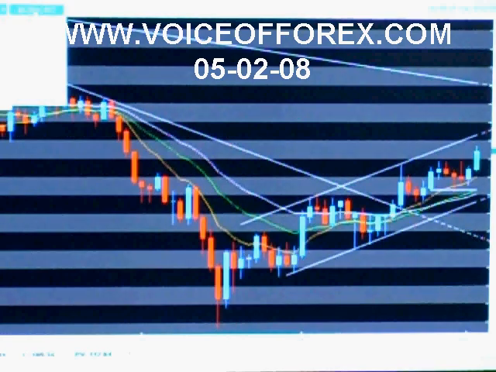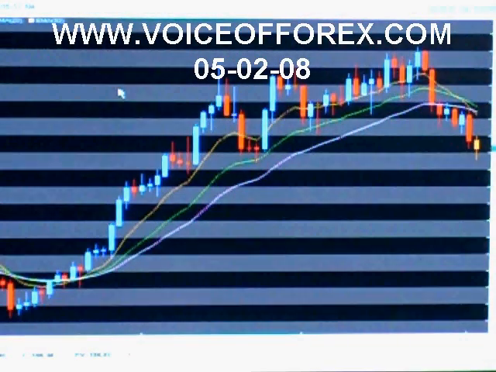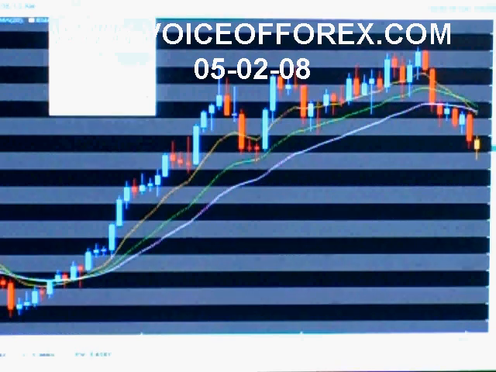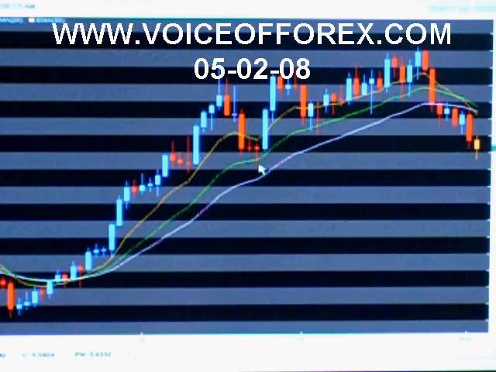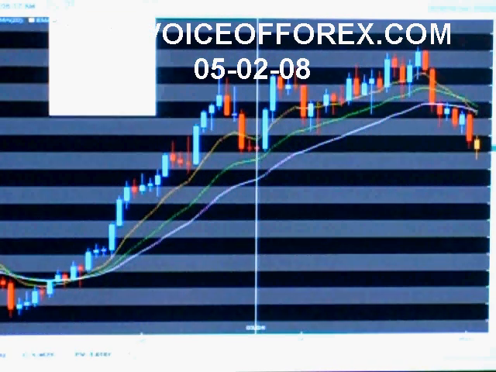Euro dollar, daily chart. Now, you can make a case for a possible hammer. You can definitely make a case that we bottomed out maybe, but we didn't test this low. I would love to have seen us test the lows made here.